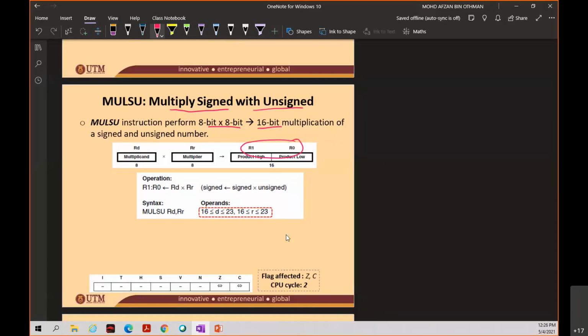And this is the syntax. For MULSU, you need to use registers from R16 to R23 only. You cannot use other registers. If you use another register, an error will occur. And here two flags are affected, which are Z and C.